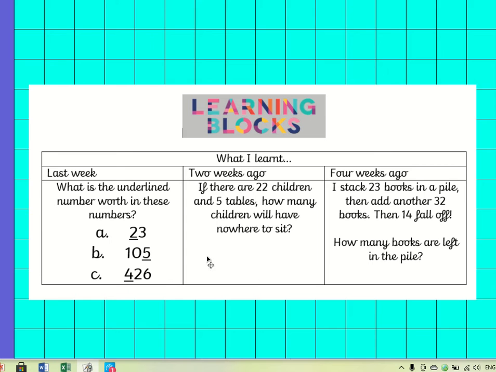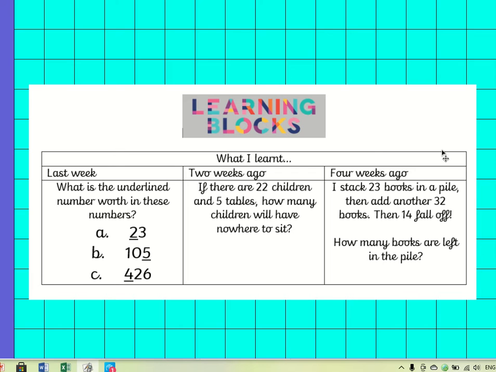So you've got 3 tasks here as a starter. You need to talk about what you did last week. So what is the underlying number in each of these numbers worth? You need to talk about what we did 2 weeks ago. So if there are 22 children and 5 tables, how many children will have nowhere to sit?